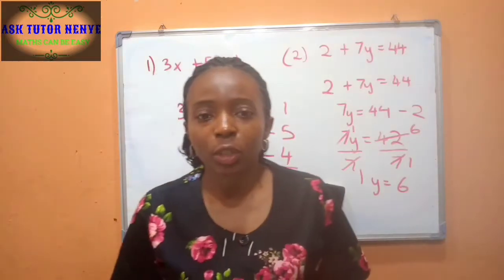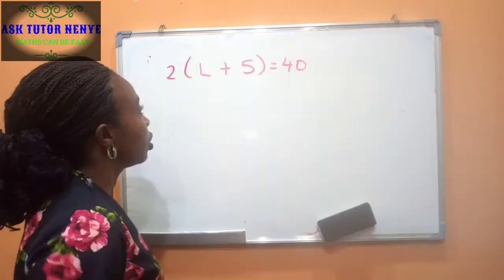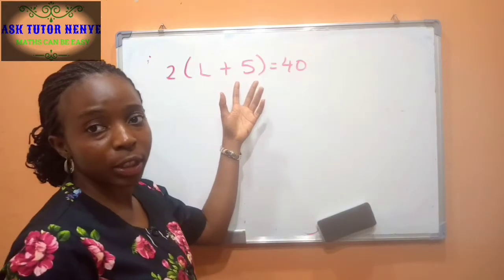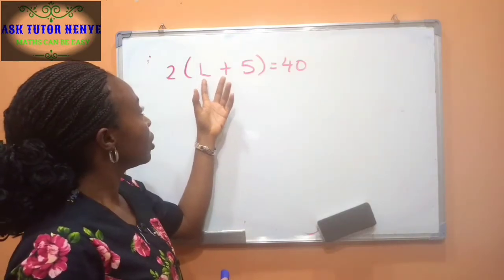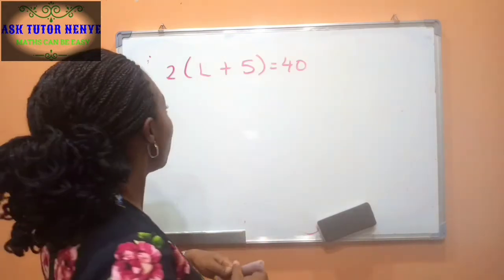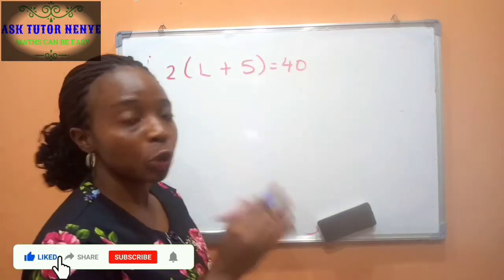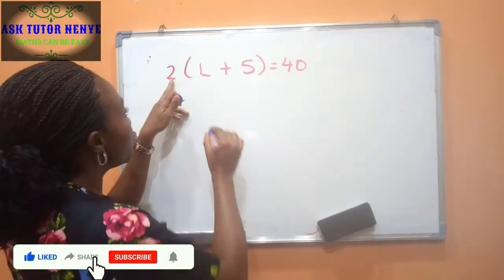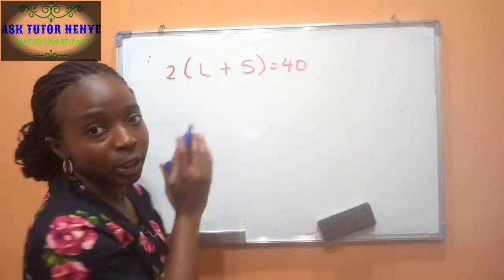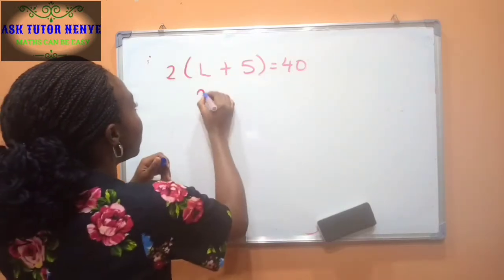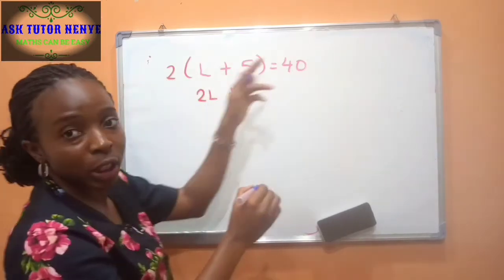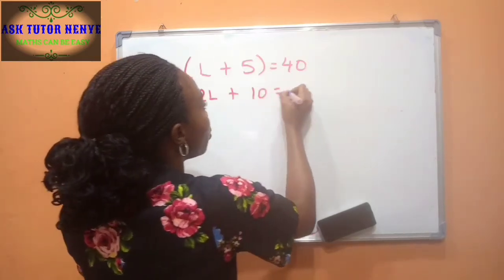Okay, let's take a look at something quite different. Okay, so how do we handle something like this? You can see in this question, these terms are in parentheses, then in brackets. So the first thing we want to do is to open up the bracket. We are going to use 2 to multiply out what is in the bracket. Okay, 2 times L gives us 2L, plus 2 times 5 gives us 10, equals to what?